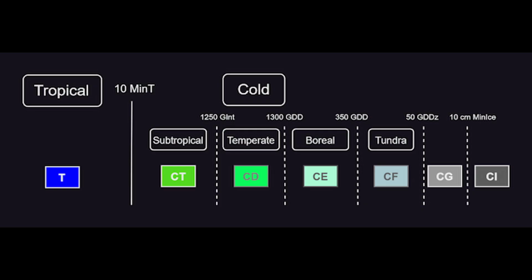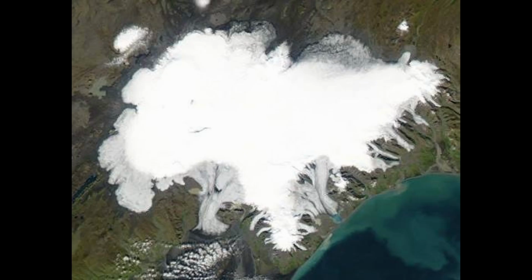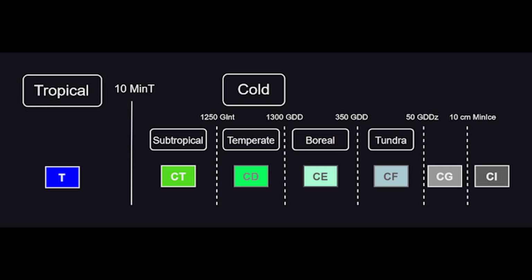Hence, the C band is split into CT, subtropical, CD, temperate, and CE, boreal. Don't ask me why CD and CE are called that. Eventually, the growing season gets too short for even CE, so CF, tundra, CG, no growing season, and CI, ice cap, are added. Now to address thermal tolerances.